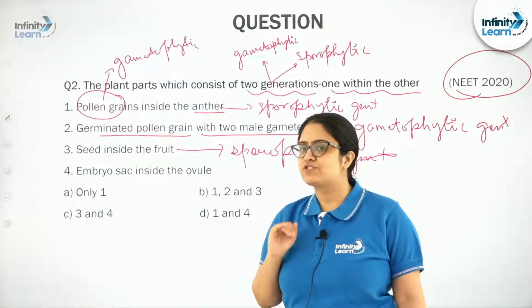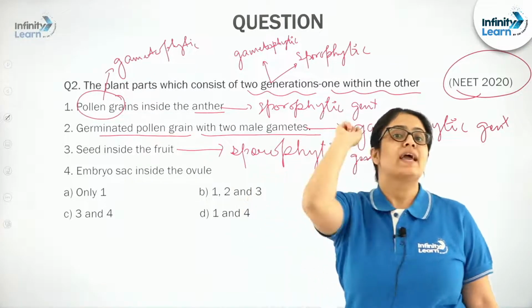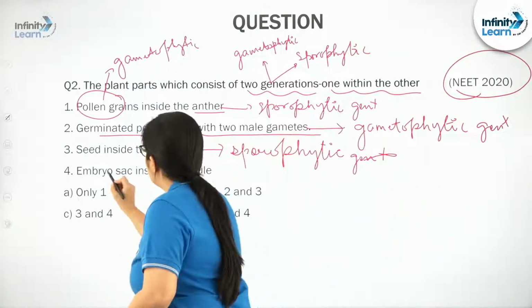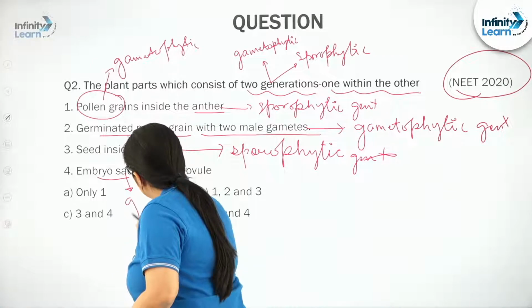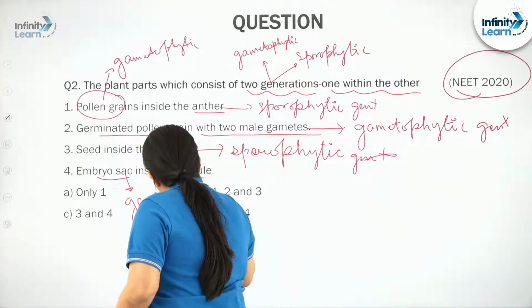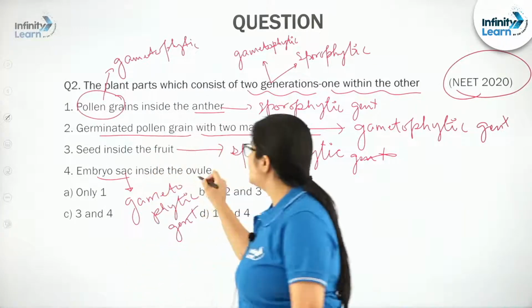I hope this much is clear to all of you. Hence, each and every cell inside an embryo sac is haploid and represents gametophytic generation. So, embryo sac represents gametophytic generation. And next, see students, what is an ovule?